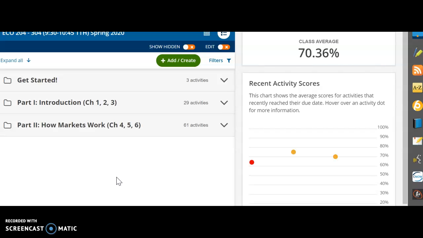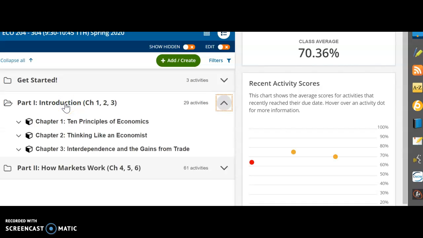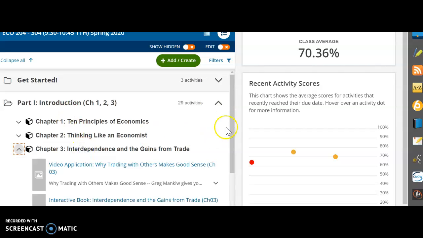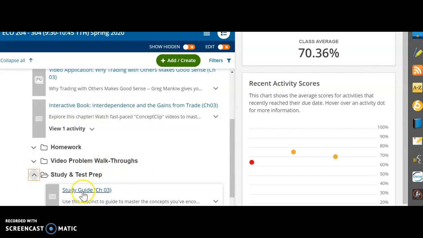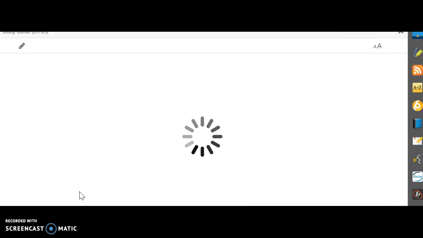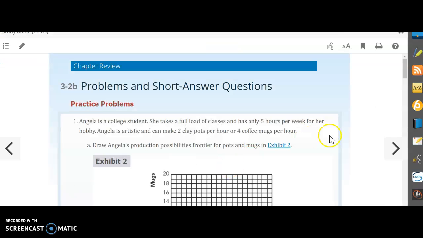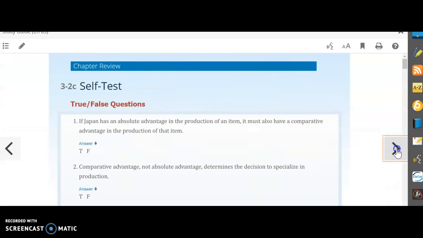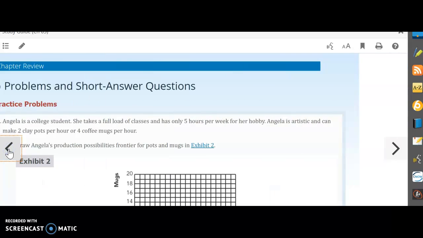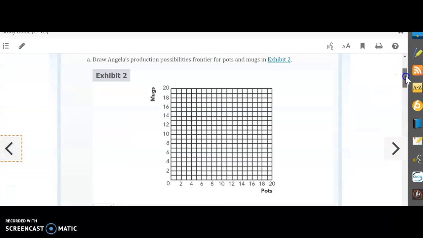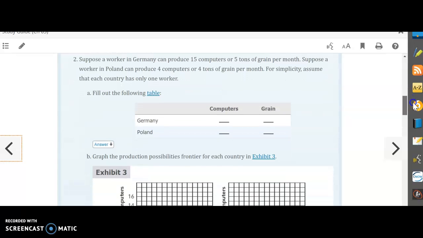So here we are in MindTap. I'm going to do the problem in the study guide. We go here to Introduction, Chapter 3, and scroll down here to Study and Test Prep. Study guide, and I'm going to do the problem about Germany and Poland. Scroll over there. Not back there. It's back here. Here we are. This one.